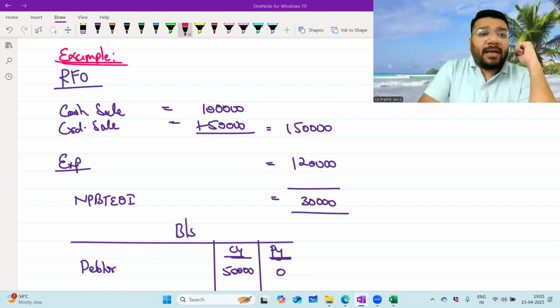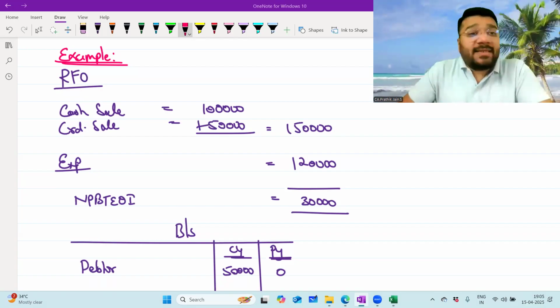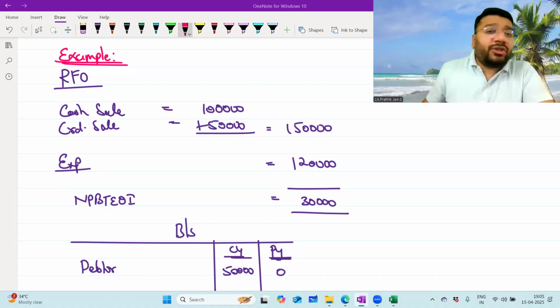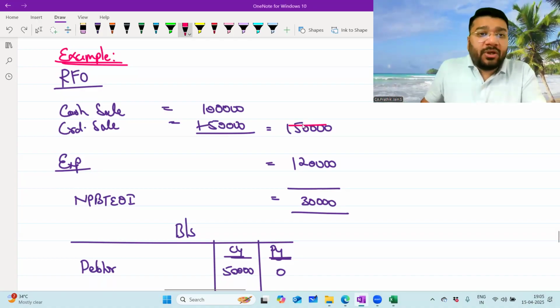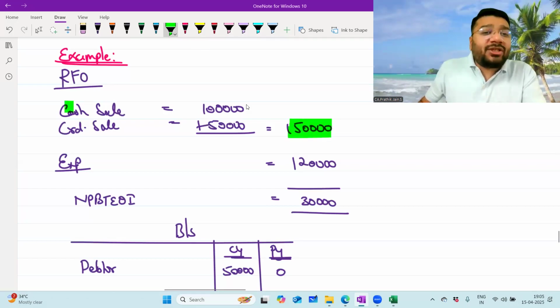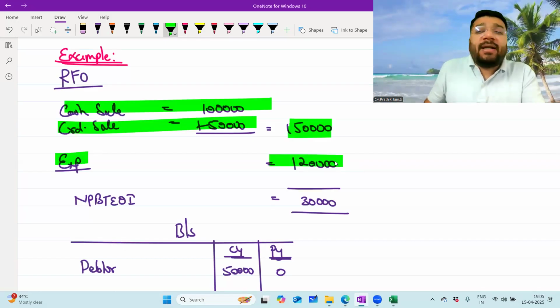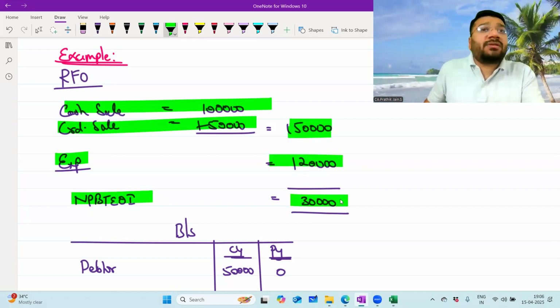Now, before I start explaining, I've taken one small example for all of you. Your revenue from operation in total is 1,50,000 rupees. The breakup of this is cash sale 1 lakh, credit sale 50,000. Cash expenses 120. So my net profit before tax and extraordinary item is 30,000 rupees.